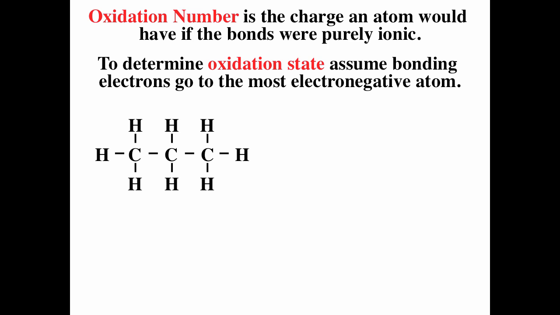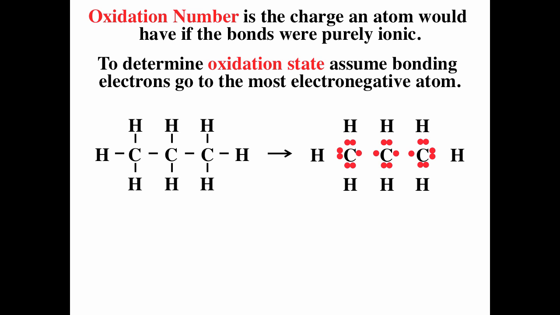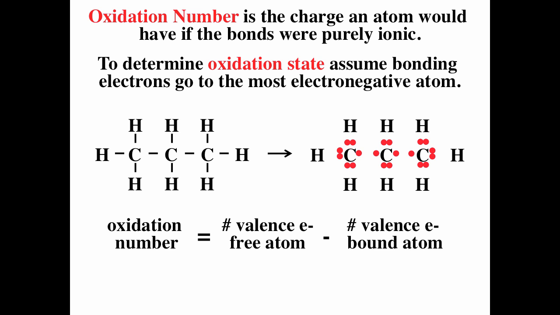If we draw the propane, and again, carbon is more electronegative than hydrogen, just a little bit. Now again, it's the number of electrons in the free atom minus the number of electrons in the bound atom. Carbon is in the 4th column, so it has 4 valence electrons. If you look at the outer carbon, it's surrounded by 7 electrons, so 4 minus 7 gives us a -3. The center carbon is surrounded by 6, so 4 minus 6 gives us a -2. So the oxidation state of the carbon in the center is actually different from the oxidation state of the outer 2 carbons.